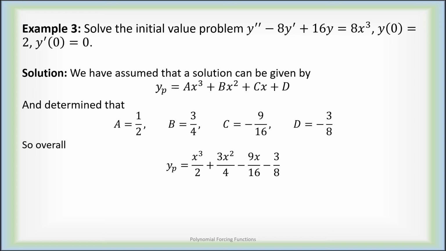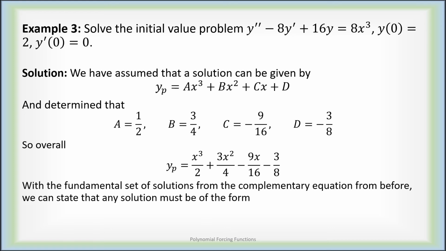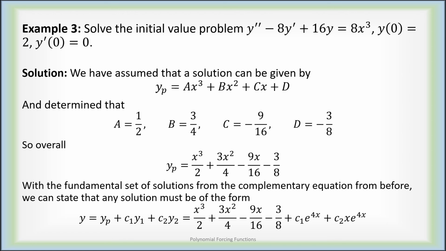over 16 minus 3/8. But a few slides back, we determined a fundamental set of solutions to the complementary equation. So now that we have a particular solution and a fundamental set of solutions to the complementary equation, we can state that all solutions must be of the form yp plus a linear combination of y1 and y2. In other words, x cubed over 2 plus 3x squared over 4 minus 9x over 16 minus 3/8 plus some constant e to the 4x plus some other constant x e to the 4x.